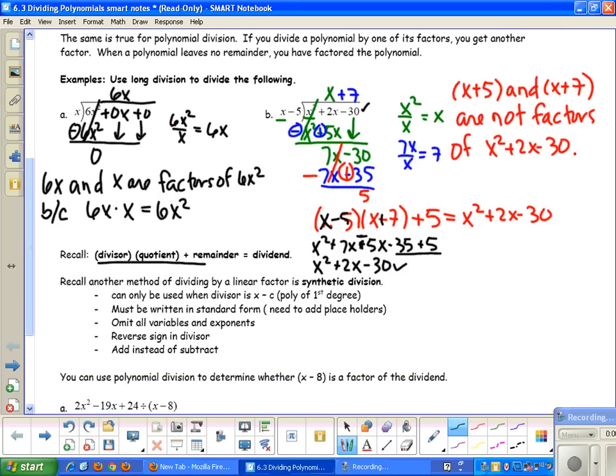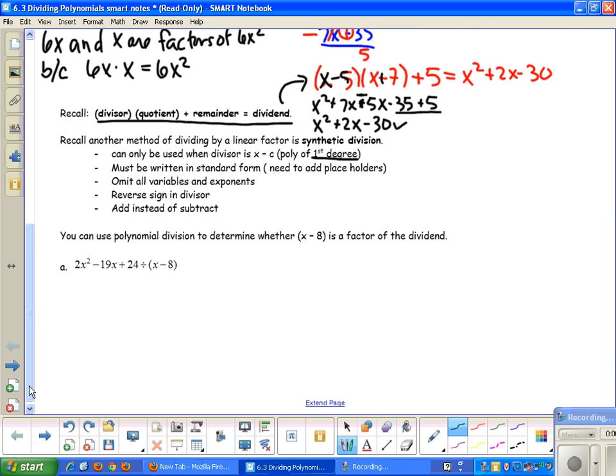So this right here is what I just showed. Recall that another method of dividing by a linear factor is using synthetic division. Remember that we have specific rules for using synthetic division. It can only be used when the divisor x minus c is a polynomial of the first degree. It must be written in standard form, so remember you always need to add in those 0 placeholders. Remember that we take out the variables and exponents, reverse the sign in the divisor, and you're going to add instead of subtract when you do synthetic division.